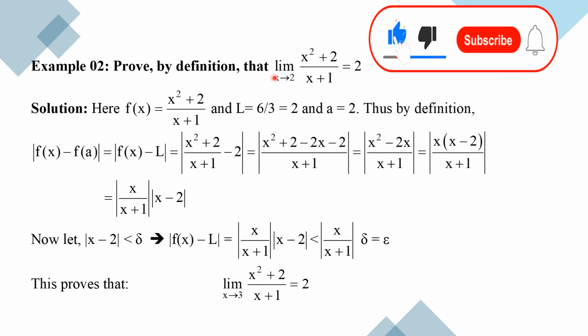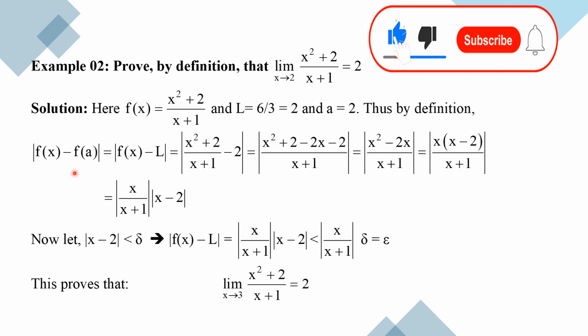Now another example, (x² + 2)/(x + 1), with limit 2. f(x) is a rational function. If you apply the limit, you get 6 by 3, which is 2. So here the limit L is 2, f(x) is (x² + 2)/(x + 1), and a is given as 3, so the limit as x tends to a is equal to 2.